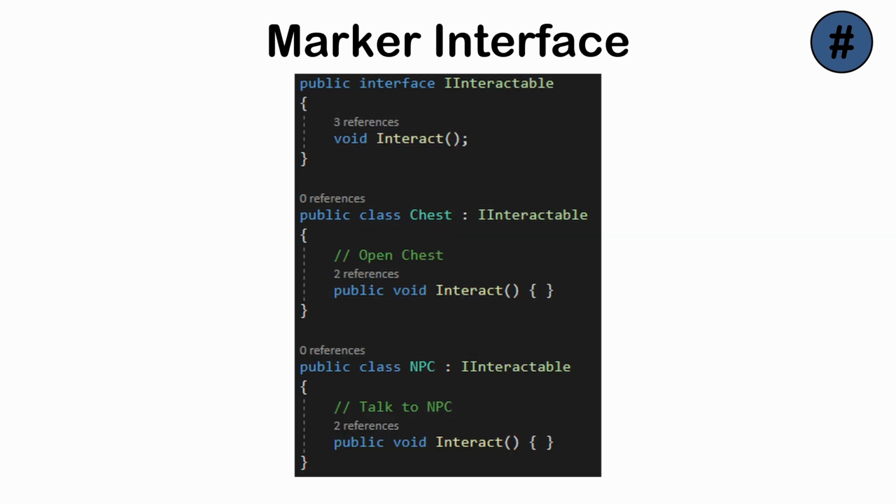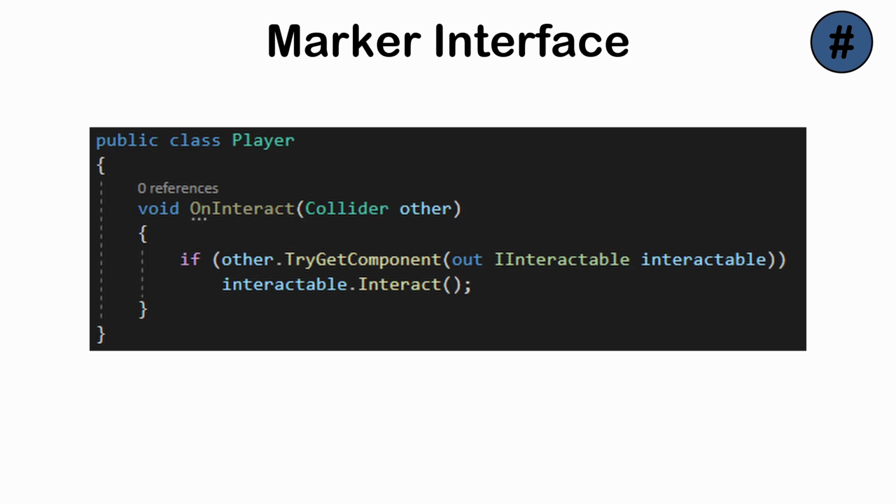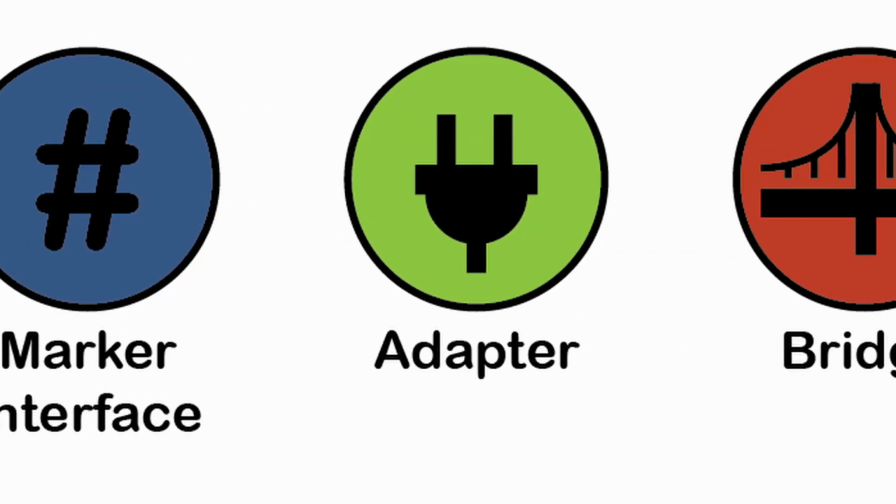Markers can be turned into components or derived from using inheritance. They are a great way of filtering your searches when you need a particular type of object, especially if you name them well. The adapter pattern.